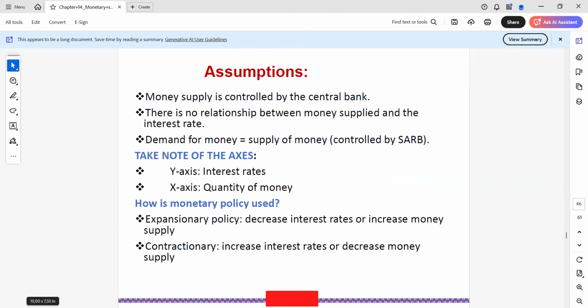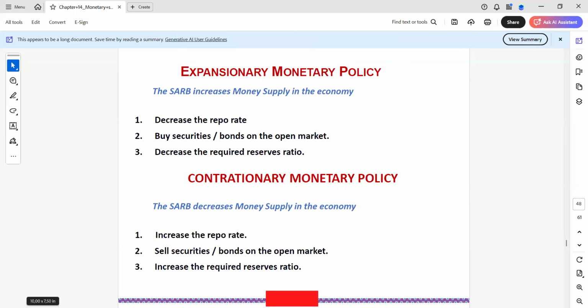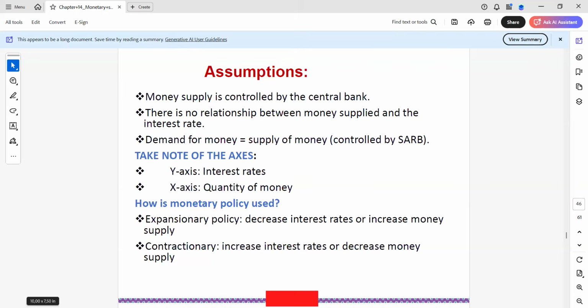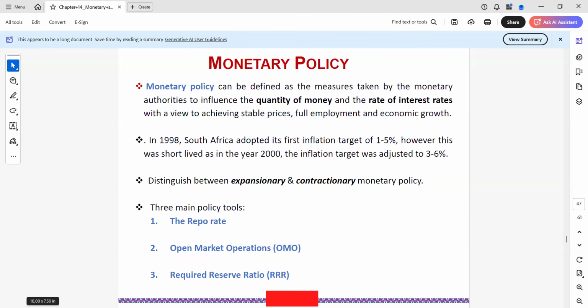And how is the monetary policy used? They can use the monetary policy. These are the types of monetary policy, which are the expansionary policy and the contractionary policy. We're going to get to this when we get to it, because I want to explain it there.